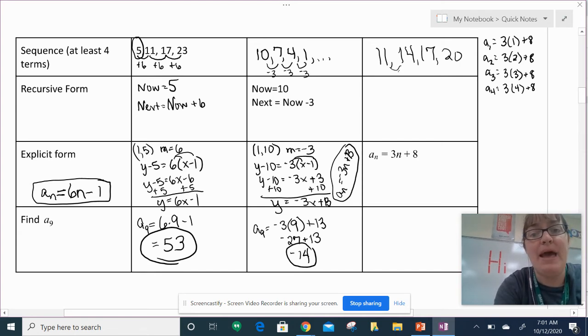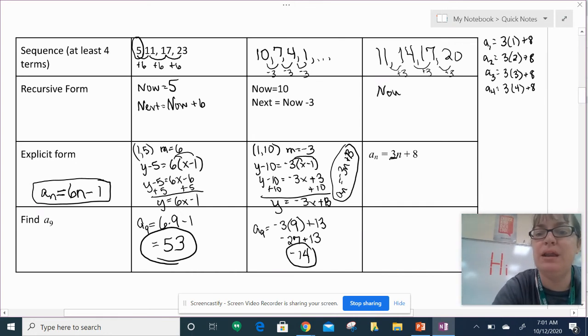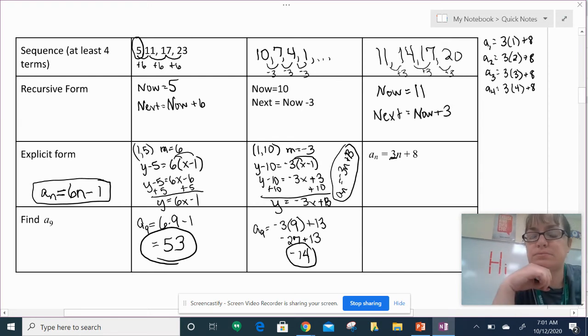So in this case, I'm adding 3 each time over and over again. And so I know this is arithmetic, that matches my slope, so I feel confident with all of those things. So I start with the now, and remember the now is the first term, so 11. And the only way I know that is by actually writing the sequence and then going to my next and saying that's now plus that common difference.